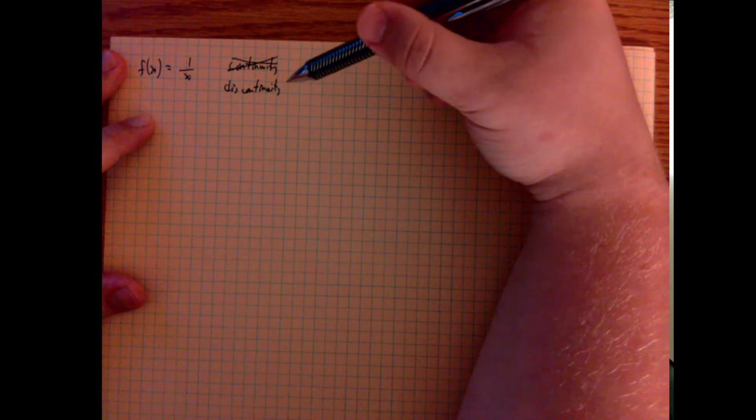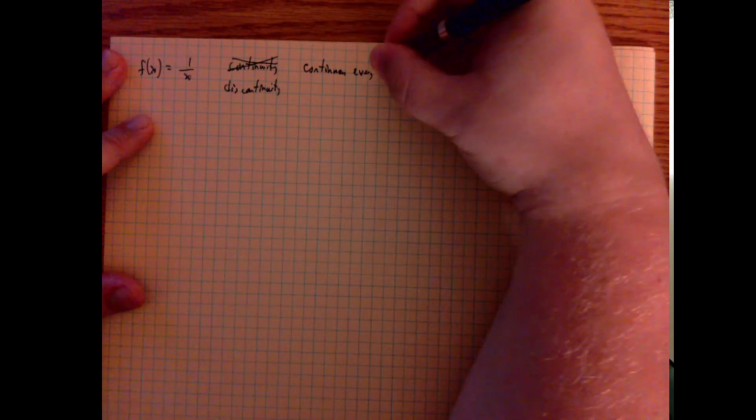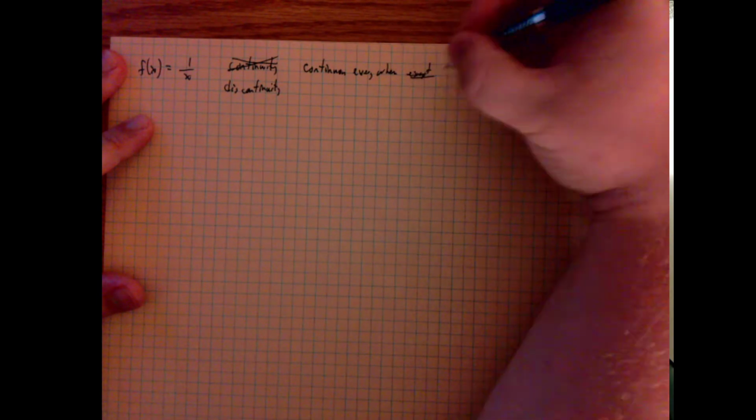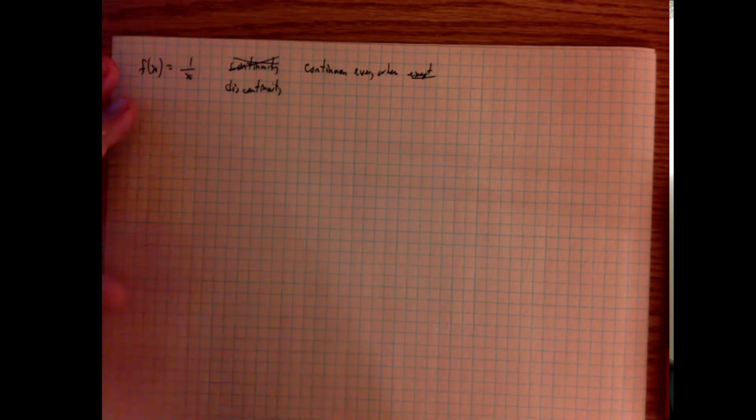But it's far more common just to talk about discontinuity. Because discontinuity is so rare, it's more common to assume continuous everywhere except... It's continuous everywhere except these places where it could happen. So let's look again at that other function.